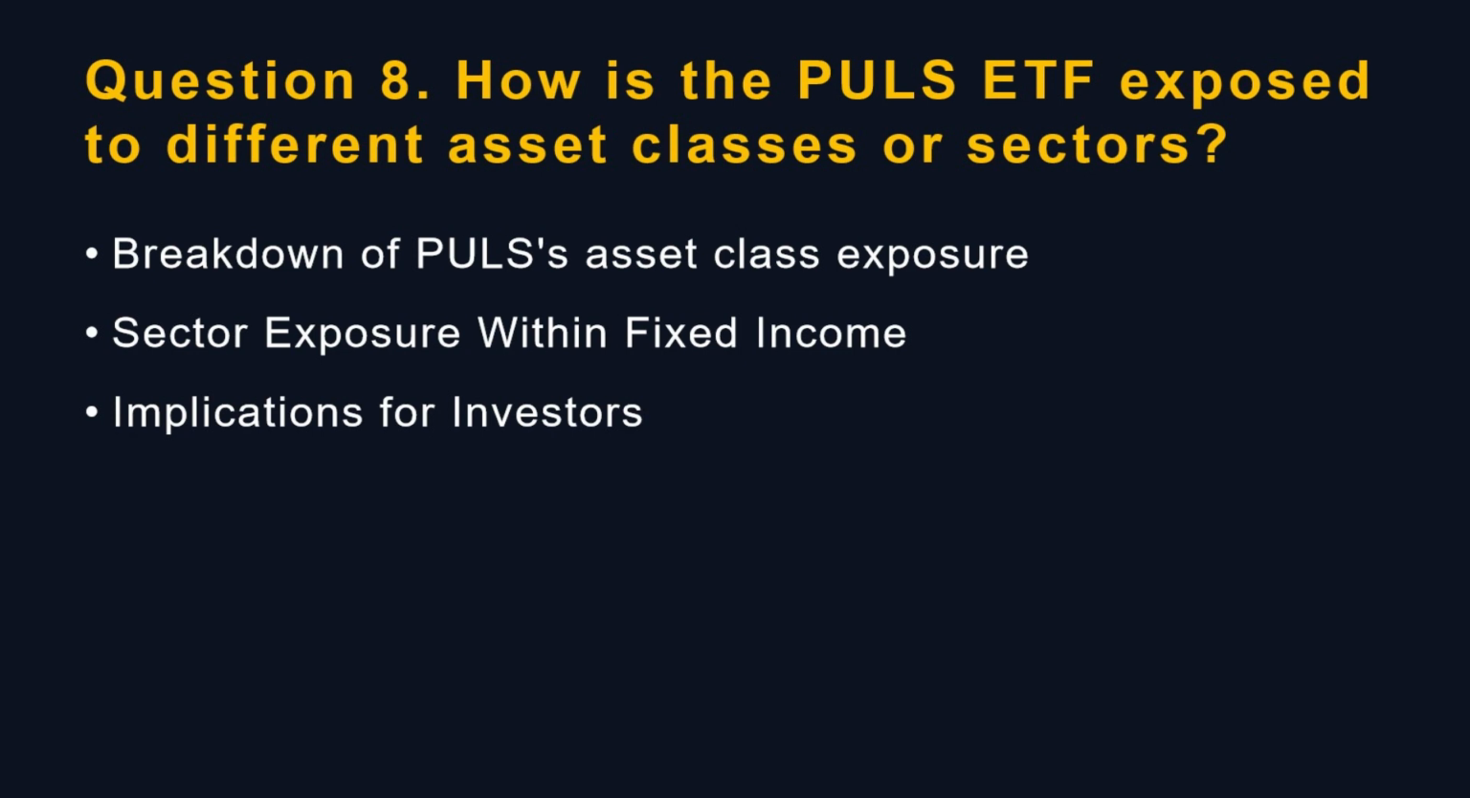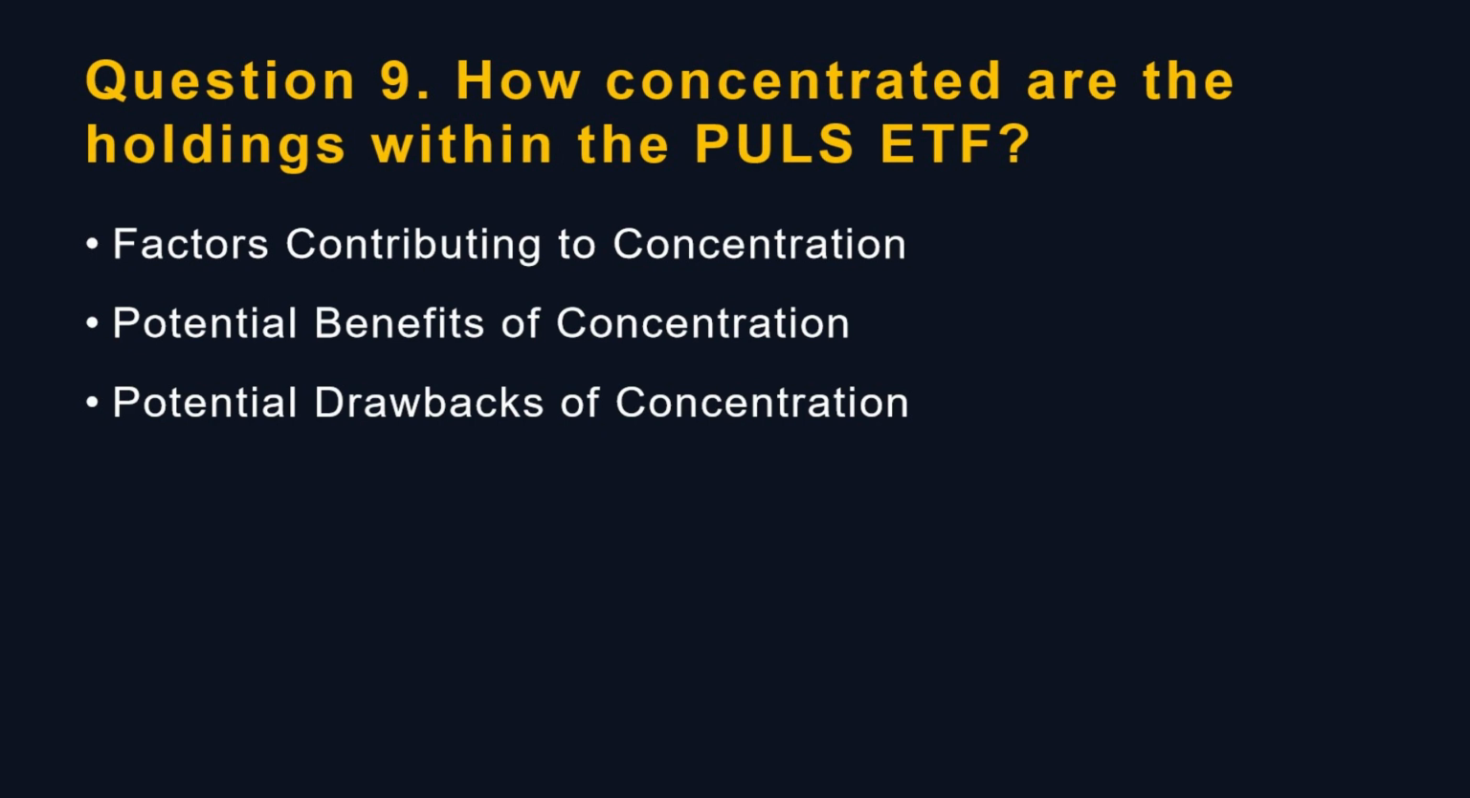Matching investment goals. If your investment goal is to generate a steady stream of income with minimal risk and volatility, PULS's focus on short-term bonds can be a suitable option. However, if you seek higher potential returns and broader diversification, you might need to consider including other asset classes in your portfolio alongside PULS.